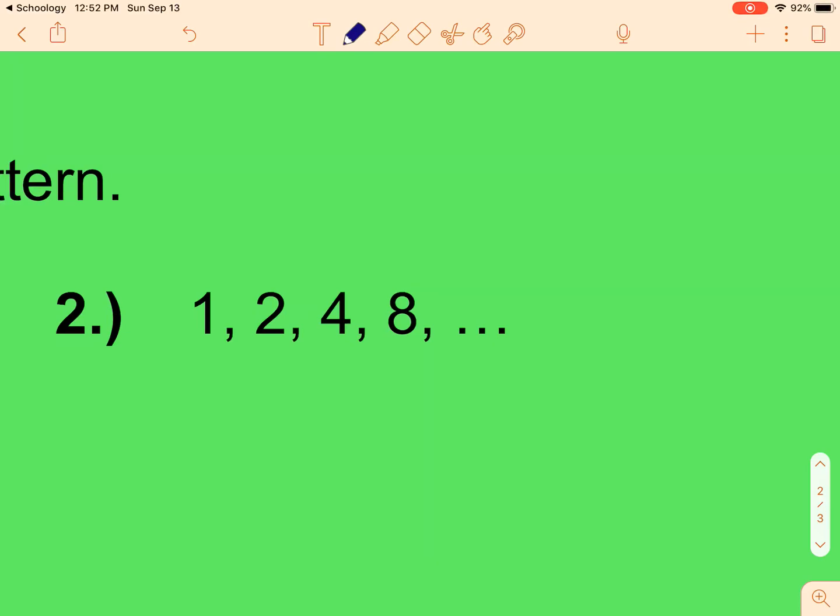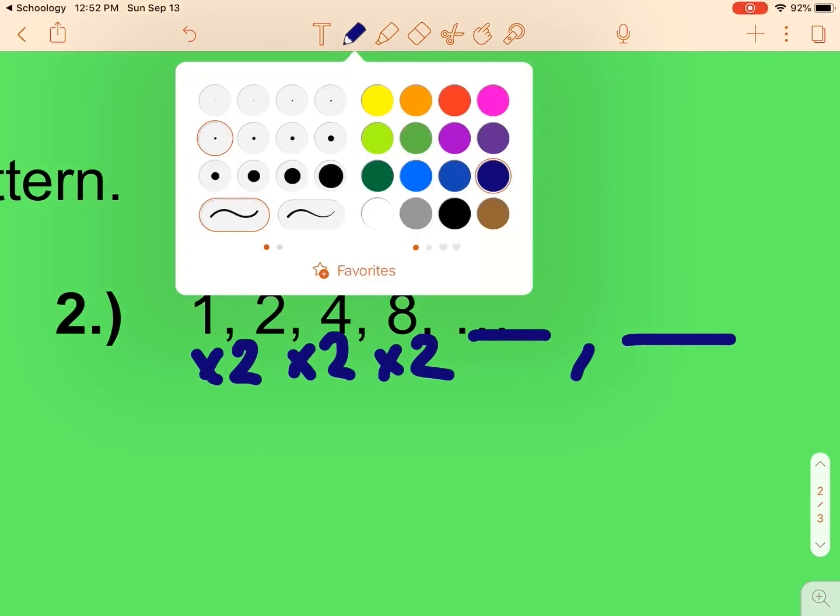Well, from 1 to 2, if adding didn't work, let's try multiplying. 1 times what gets me 2? Right, 1 times 2 gives me 2. Is 2 times 2 4? It sure is. What about 4 times 2? That gives me 8 as well, so now we need the next two numbers.